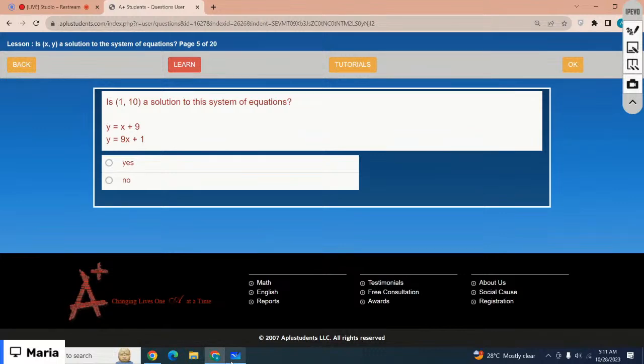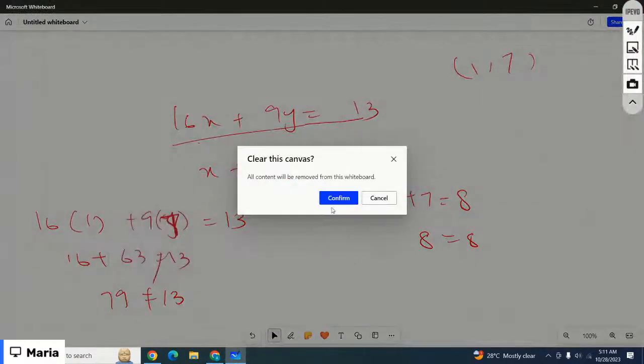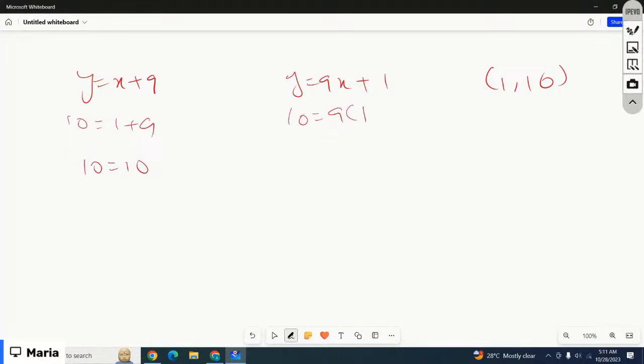Okay, the equations are y equals x plus 9 and y equals 9x plus 1, I think. And the solution is 1 and 10. Okay, x is 1, y is 10. 10 equals 1 plus 9, both sides are equal. 10 equals 9 times 1 plus 1, 10 equals 10. So both the equations are satisfied at the point 1 and 10. That means 1, 10 is the solution of the system of equations. The correct option is yes. Got it?